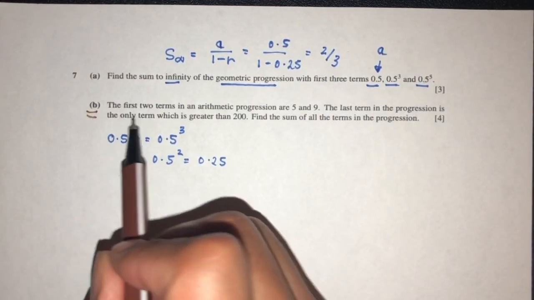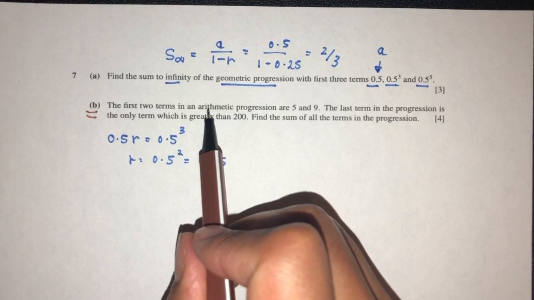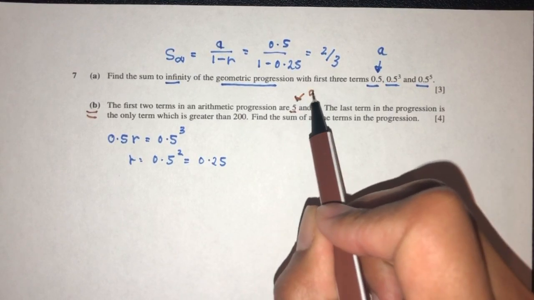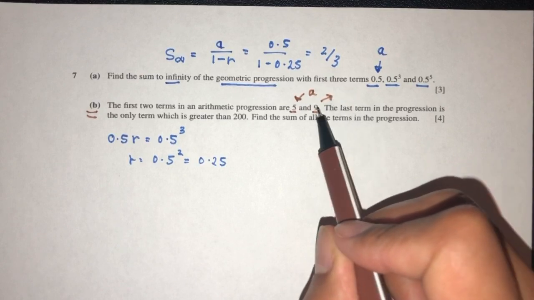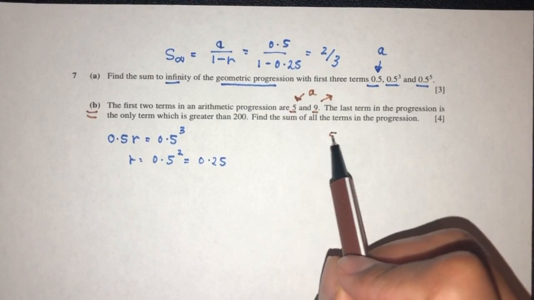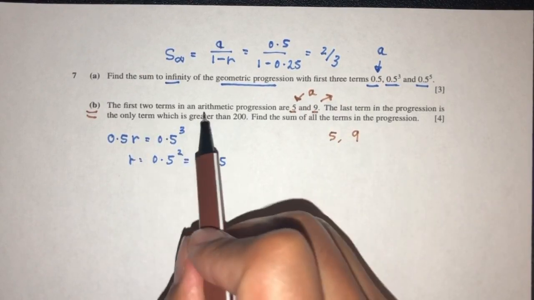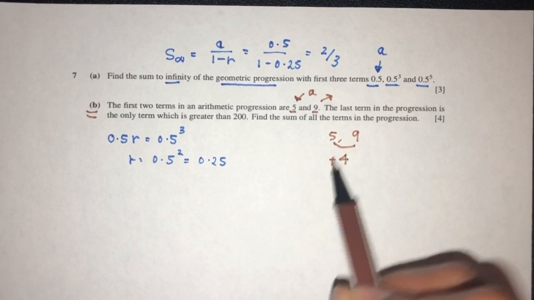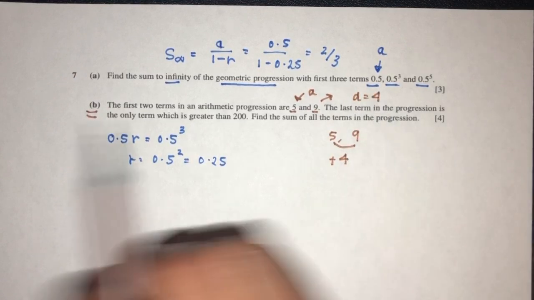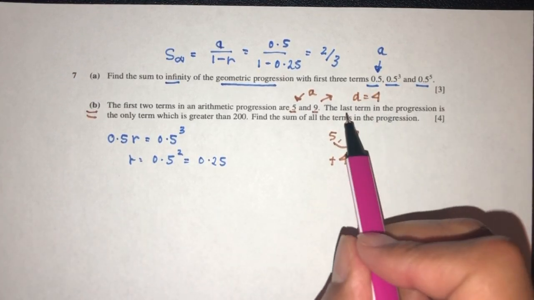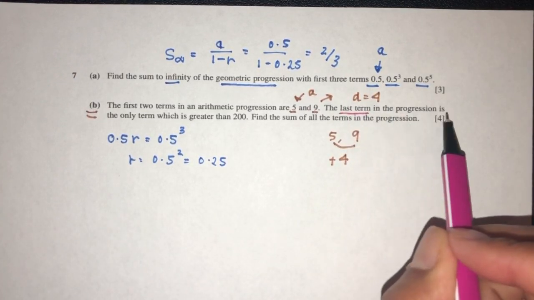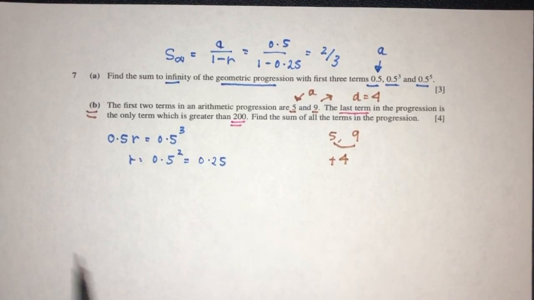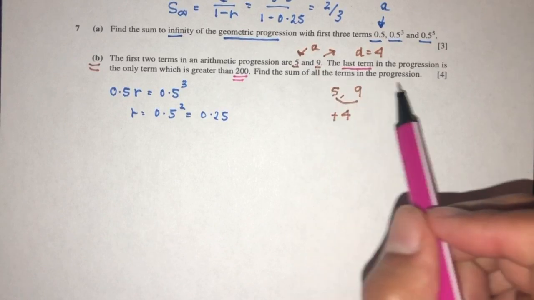Now for part B, the first 2 terms in an arithmetic progression are 5 and this. So this is the first term, which is a. Second term, which is 9. Now again, we realize that when you have 5, 9, it is an AP, and the common difference will have to be the value of 4, plus 4. So d will be the value of 4. Okay. Now the last term in the progression is the only term which is more than 200. Okay. Find the sum of all the terms in this progression.